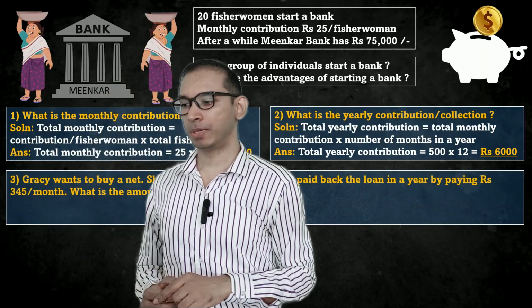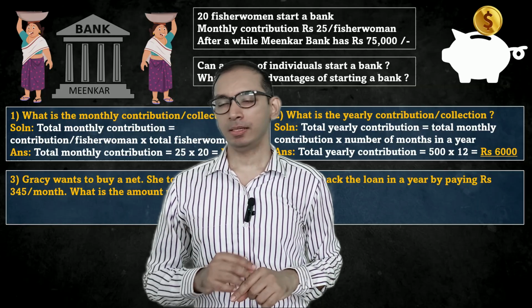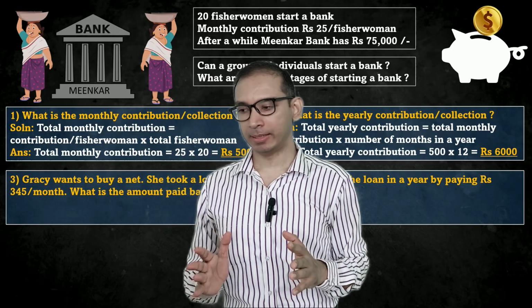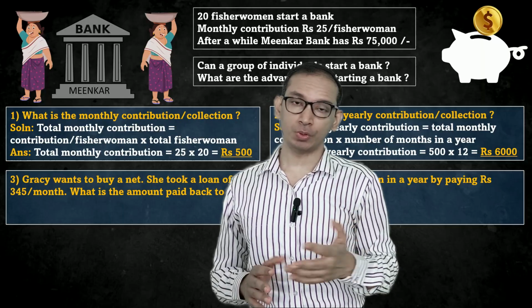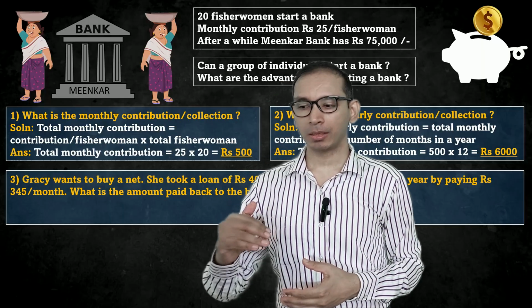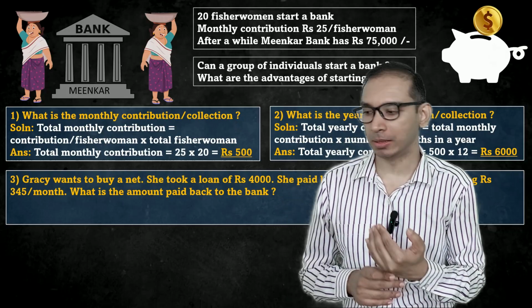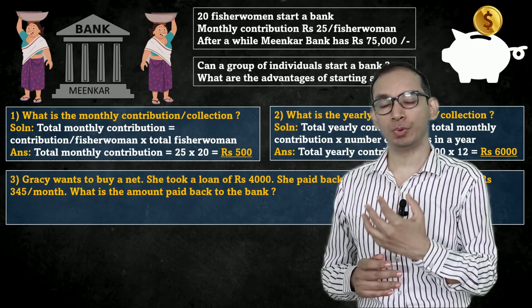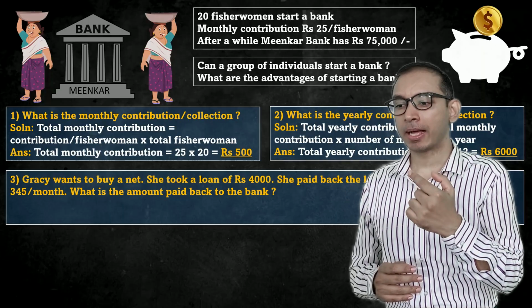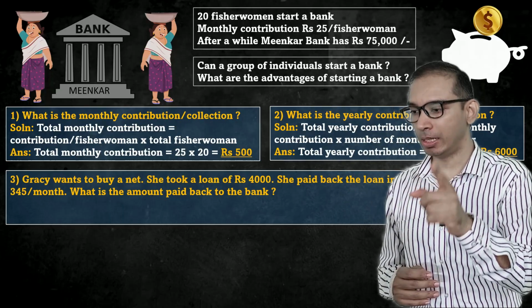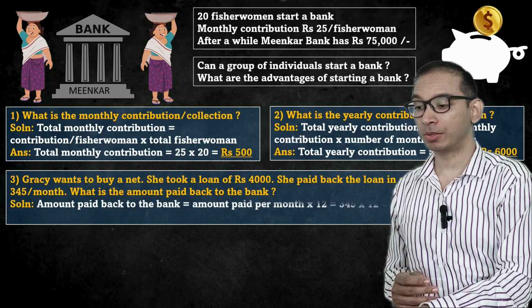This brings us to the third part of the question. Gracie now, she wants to buy a net. She took a loan of rupees 4,000. She paid back the loan in a year by paying rupees 345 per month. So she took a loan of 4,000. She paid back 345 rupees per month in a year. What is the amount paid back to the bank?